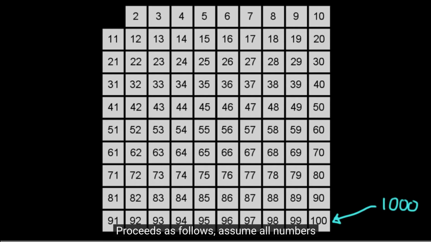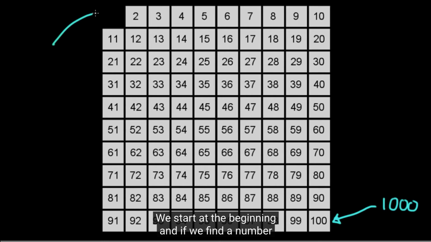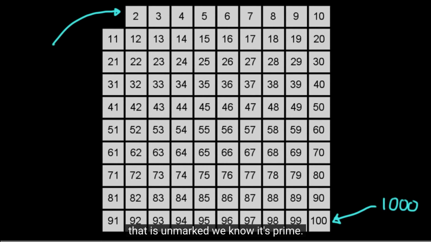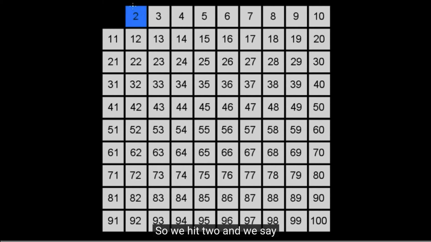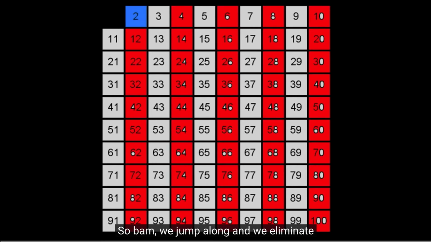It proceeds as follows. Assume all numbers are unmarked. Gray is unmarked. We start at the beginning, and if we find a number that is unmarked, we know it's prime. So we hit 2, and we say 2 is prime because it's unmarked. And then the second phase is, now we can eliminate all multiples of 2 because we know they're composite. So bam, we jump along and we eliminate all multiples of 2.